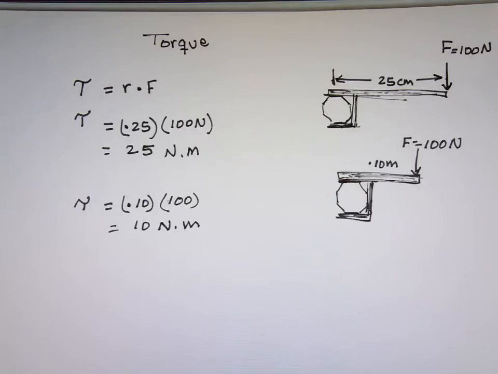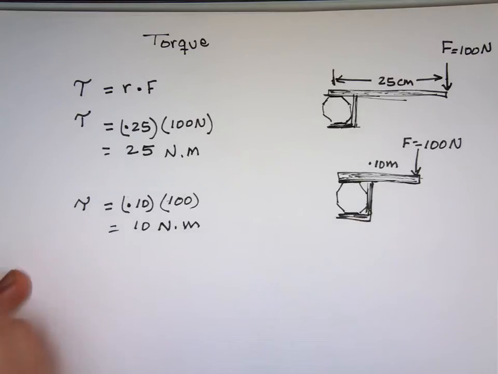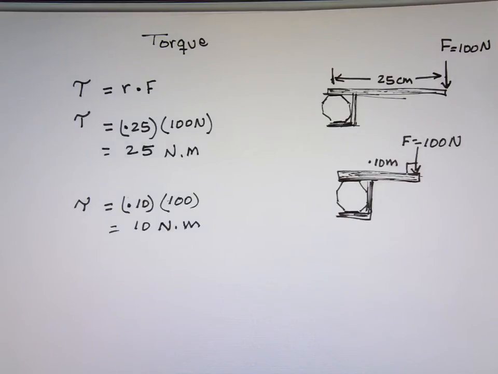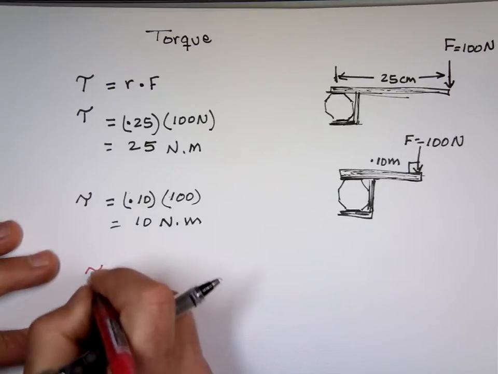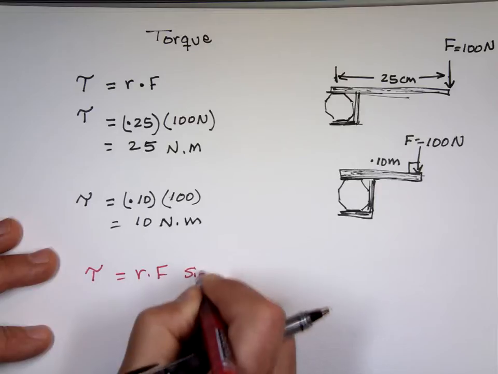Now what about if you pull on an angle now? Notice another thing about R and the force. What is the angle between the force and R? 90 degrees. You're going to see us change that equation in a minute. So it's going to say torque equals R times F times sine theta.